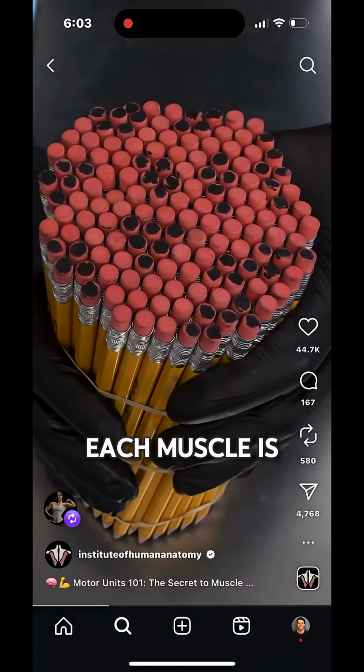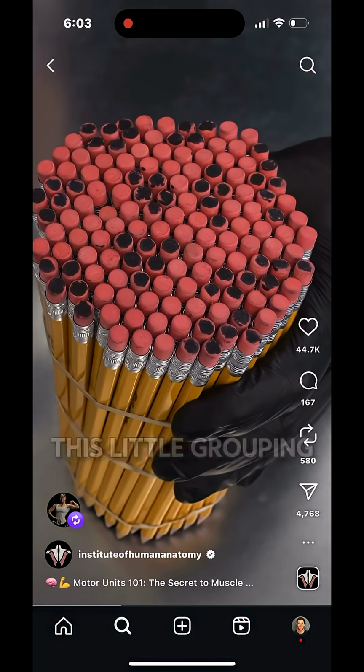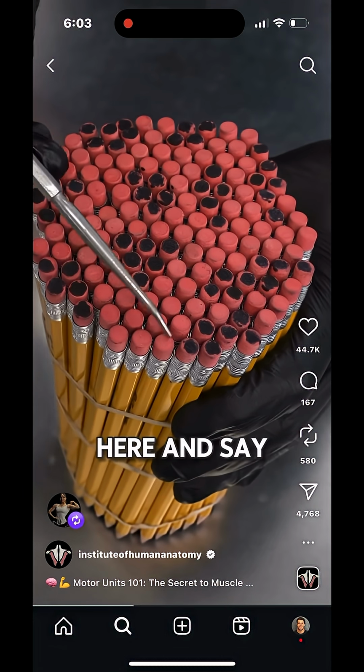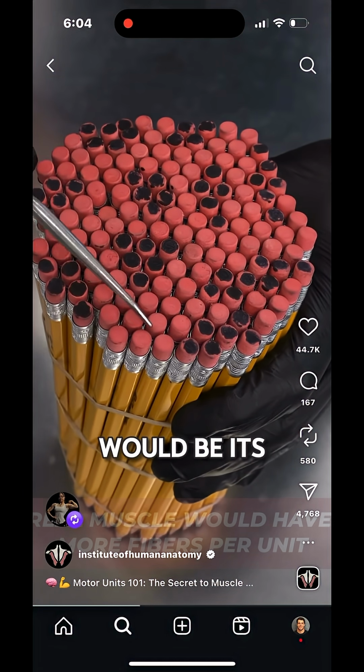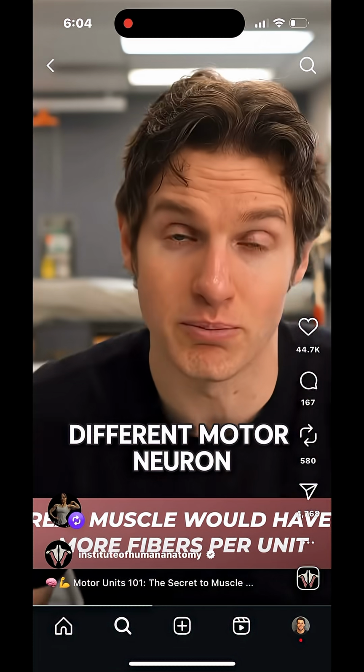Each muscle is subdivided into multiple motor units. So for example, this little grouping of fast twitch fibers would be its own motor unit, and then we could come over here and say this grouping of slow twitch fibers would be its own motor unit, and each one of those motor units would be controlled by a different motor neuron.